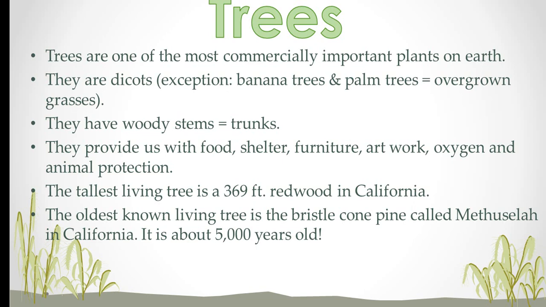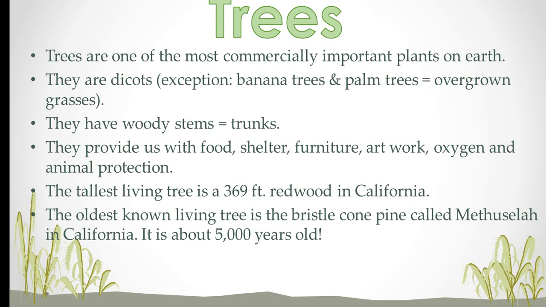Trees are one of the most commercially important plants on Earth. They're dicots for the most part. We do have banana trees and palm trees that aren't even trees, honestly. They're actually overgrown grasses. They're monocots. Think about the leaves of a banana or a palm tree. They have those straight, parallel veins on them. They have woody stems. Those are the trunks.